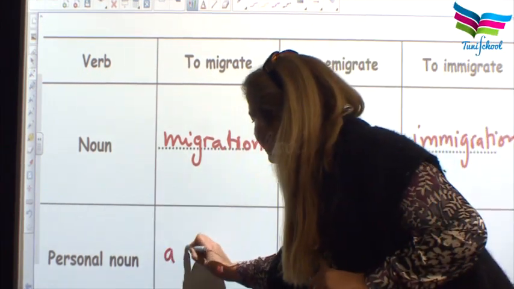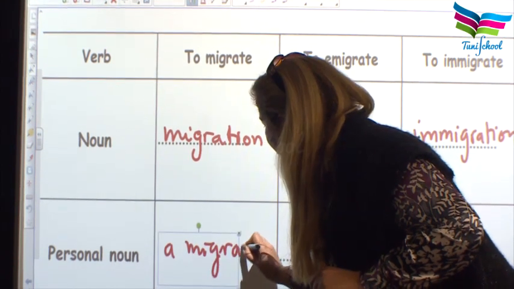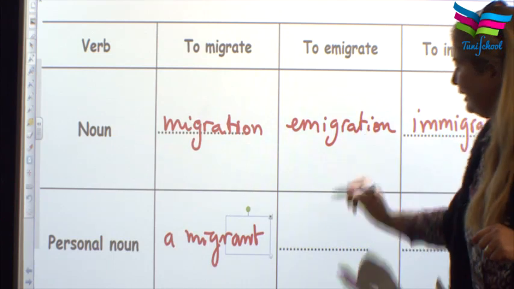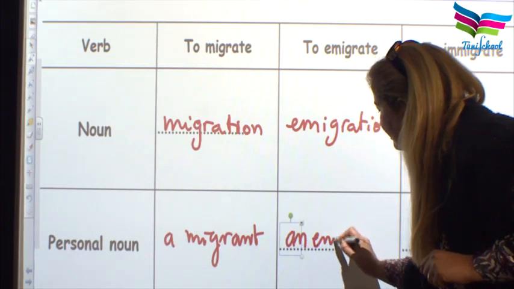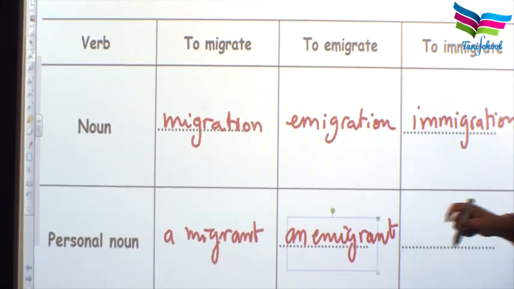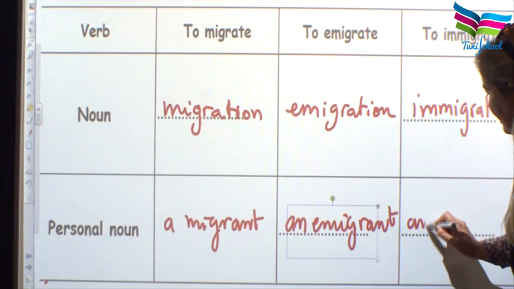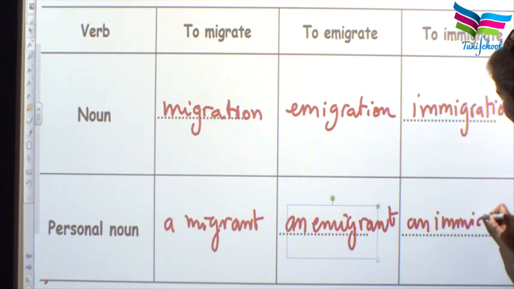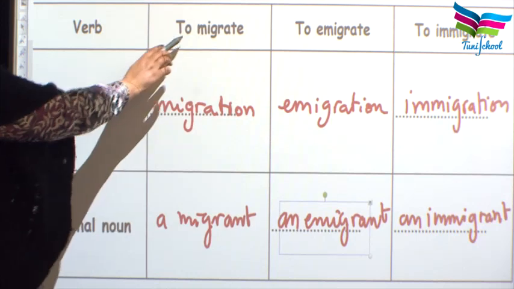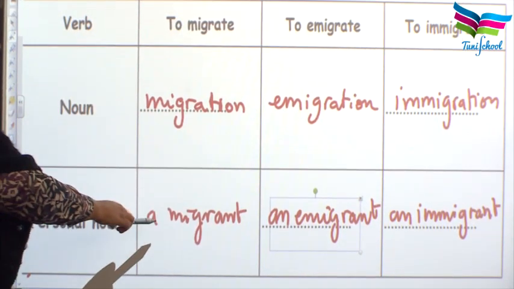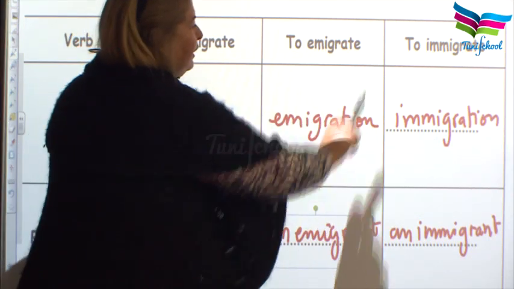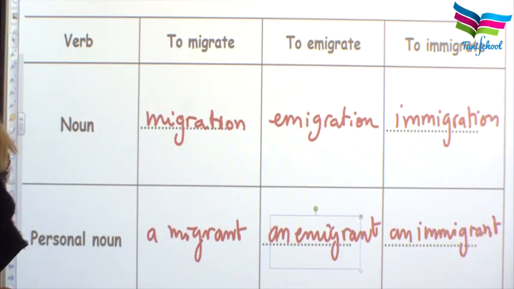The personal noun, to migrate, how do we call the person? He's called a migrant. Okay? And here remember the pronunciation, a migrant. Here it's an emigrant. So here it is not with I, it's with E, an emigrant. And here, the last one is an immigrant. Remember the double M, it's very important here. Okay? Now, we have the verb to migrate, migration, and a migrant. Emigrate, emigration, and emigrant. And finally, to immigrate, immigration, and an immigrant.